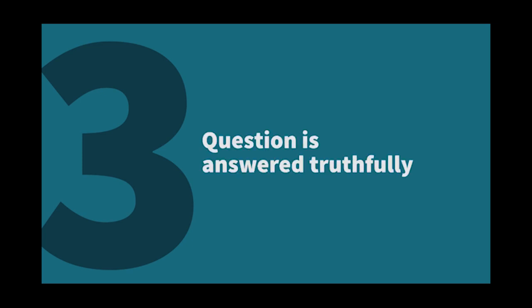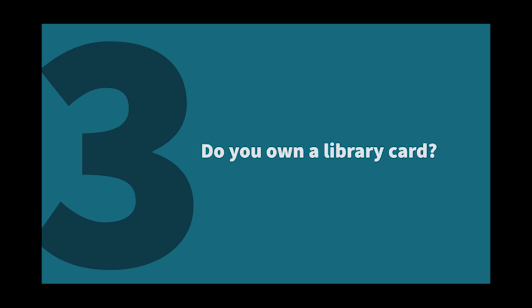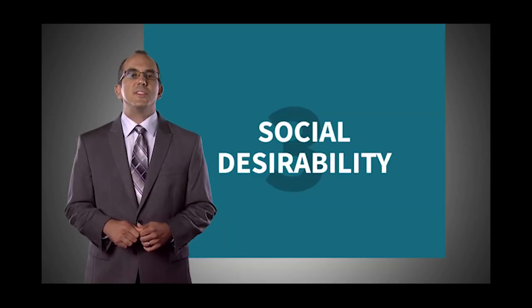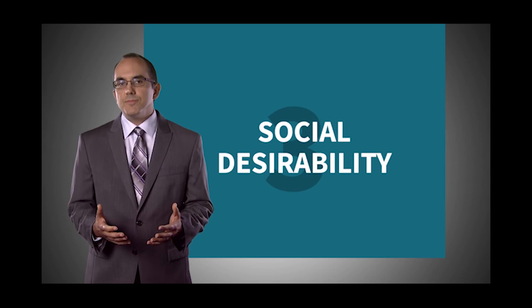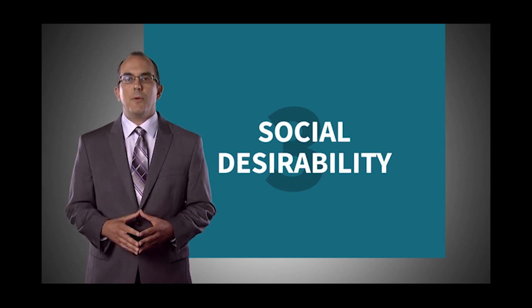3. A good question is one that a respondent will answer truthfully. Let's take the following question as an example. Do you own a library card? Seems clear enough, and it doesn't seem too personal, but surprisingly, lots of respondents might say yes, even when they don't have a library card. Why is that? It's something called social desirability. Reading books, being well read, is socially desirable. So someone who never goes to the library might not want to admit that they don't have a library card for fear that they might be judged negatively.